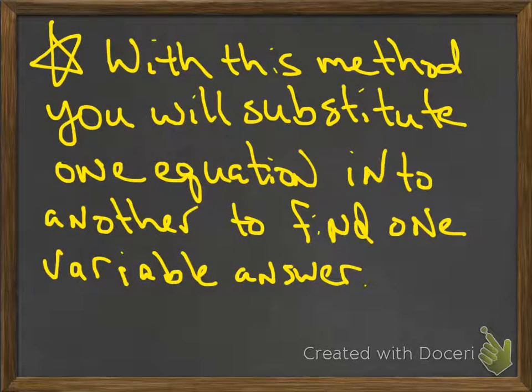Okay, so what I want you to make sure of is, with this method, you will substitute one equation into another to find one variable answer. That's the big thing: you're putting one equation into another equation. That's why it is what it is. So let's look at what we have here for our first example.